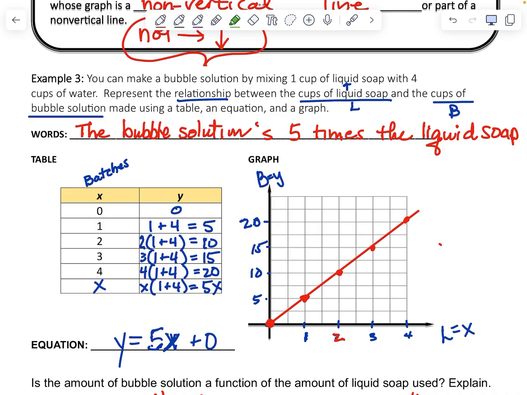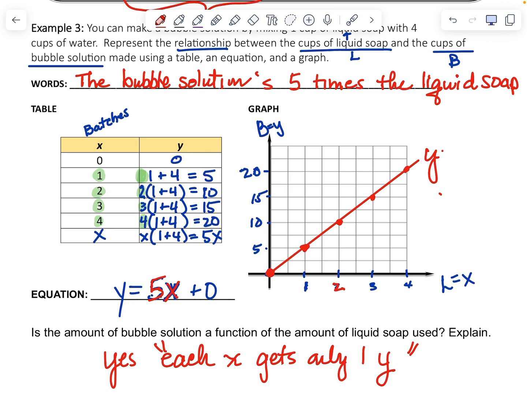So if you look at some of the values that I have here, when you have a 1, it's going to give you 1 times 1 plus 4. If you have 2, it's going to give you 2 times 1 plus 4. If you have a 3, it's going to give you 3 times 1 plus 4. And if it's 4, you get 4 times 1 plus 4, because it's the 1 cup of liquid soap with 4 cups of water, right? So you end up with 5 cups total. That should make sense. So we end up with this equation, y is equal to 5x plus 0, or just y is equal to 5x.